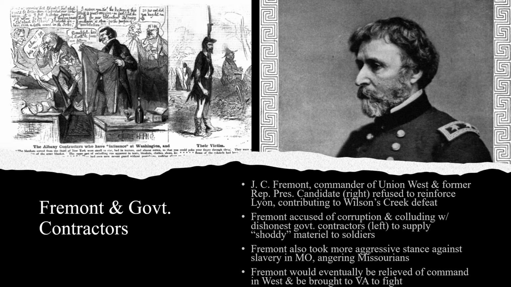Additionally, Fremont also refused to properly reinforce Lyon, choosing to instead reinforce the city of Cairo, Illinois, which sat on the Mississippi River at the junction of the states of Illinois, Missouri, and Kentucky. Fremont also angered many Missourians with his anti-slavery politics and his decision to emancipate all slaves in Missourian territory that was controlled by the Confederates. These issues, combined with accusations that Fremont was corrupt and supplying his army with subpar gear, led to his removal as commander. By the way, corruption would be a major problem in the U.S. Civil War for both the Union and the Confederacy.